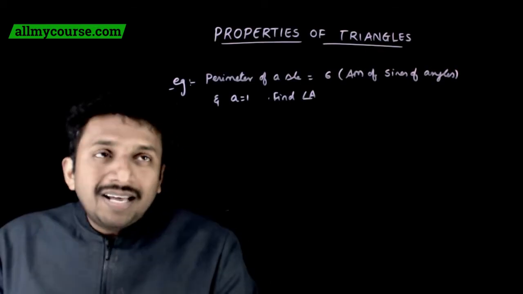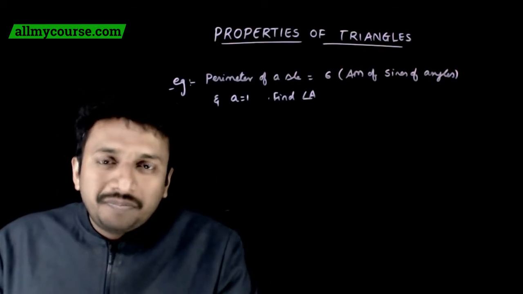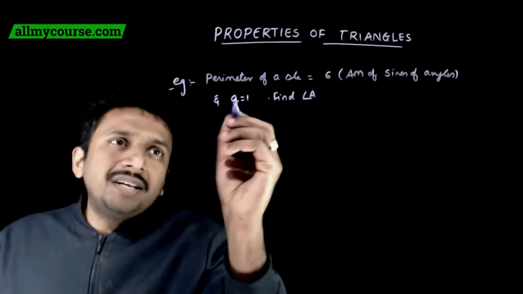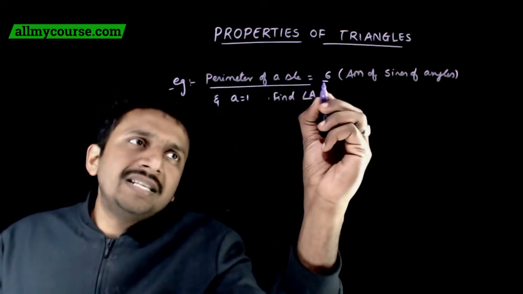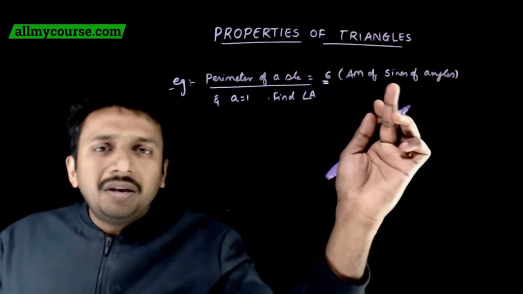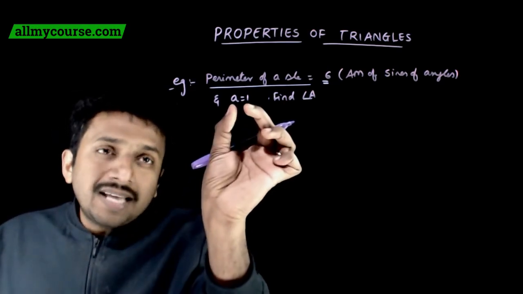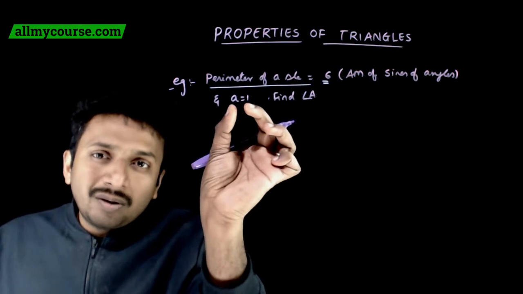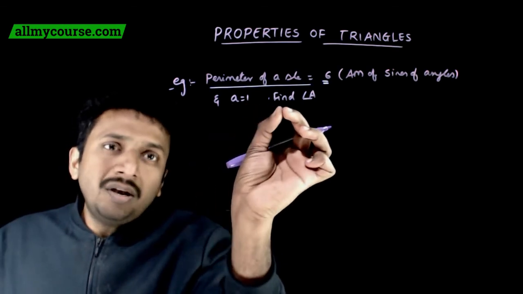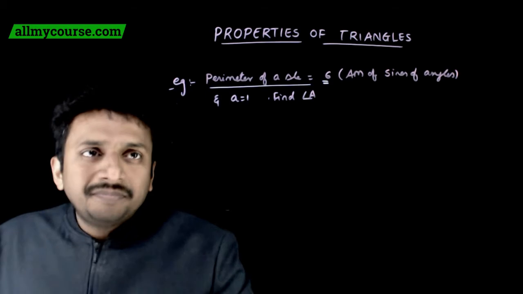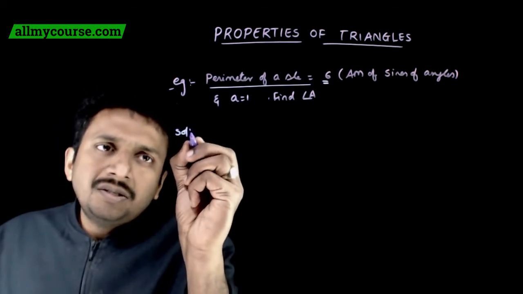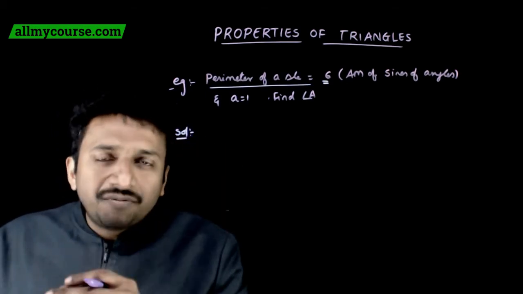So let us take an example where the sine rule can be used. In the question you're given that the perimeter of a triangle is 6 times the arithmetic mean of the sines of the angles, and the side opposite to vertex A is equal to 1. You're asked to find the angle A. So you can solve this using the basic formula.